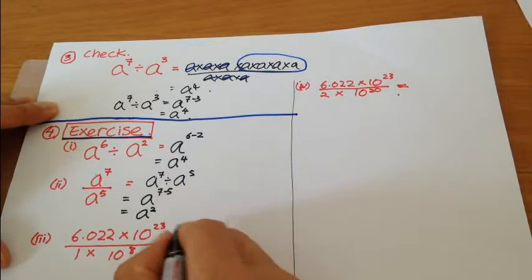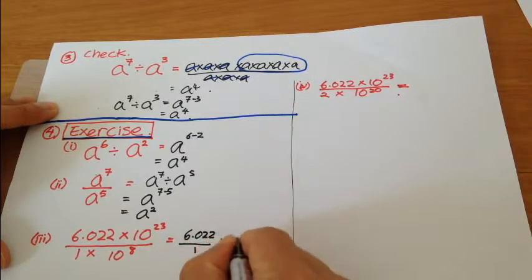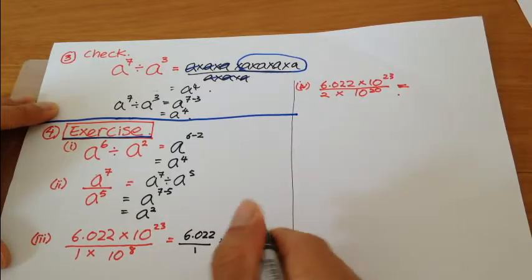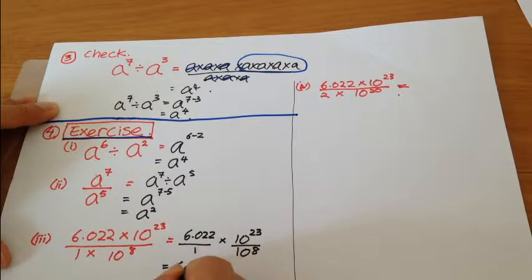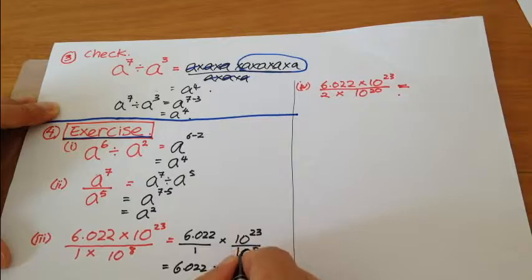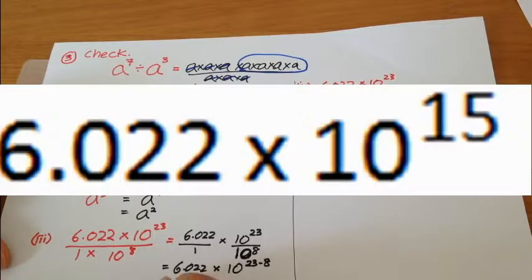Over here, we need to separate the numbers and the indices. Divided by 10 to the power of 8. So here the answer is 6.022, and this stage is 23 minus 8, 10. And make sure the index is written smaller than the number, the base. Okay, 23 minus 8. So we have 6.022 times 10 to the power of 15, for example.